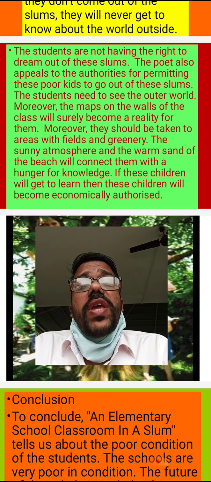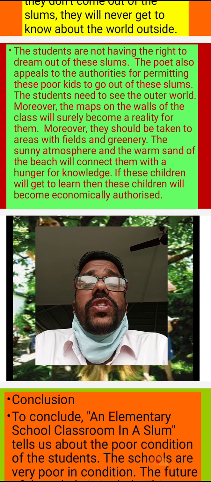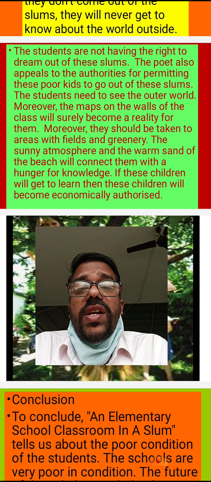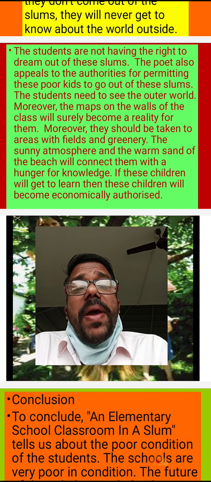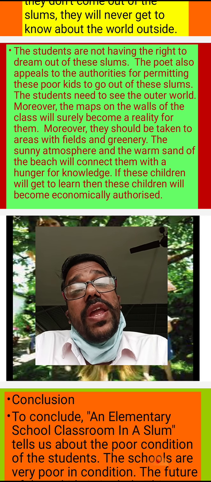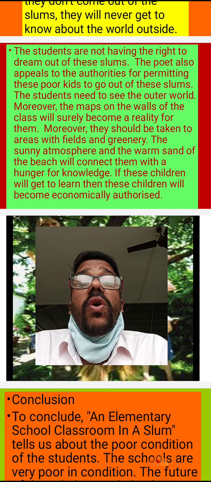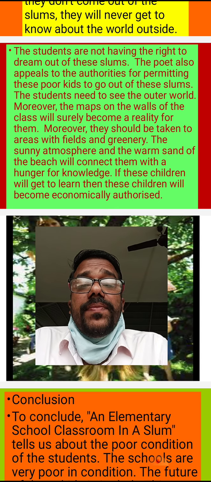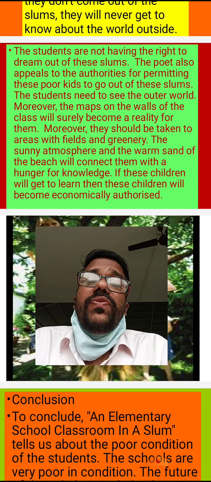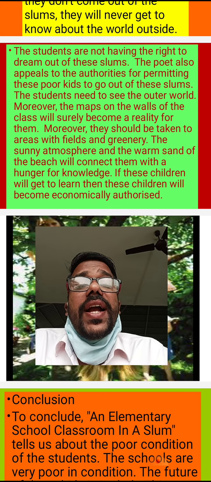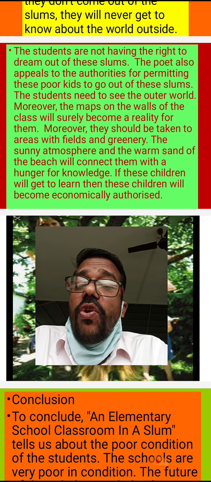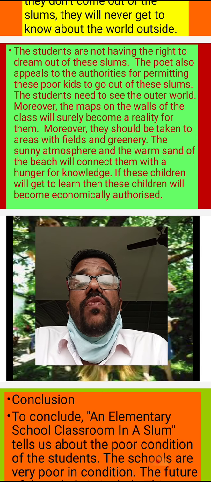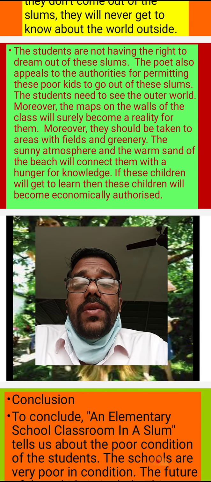The poet also appeals to the authorities to permit these poor kids to go out of these slums. The students need to see the outer world. Moreover, the maps on the walls of the class will surely become a reality for them. They should be taken to areas with fields and greenery. The sunny atmosphere and the warm sand of the beach will connect them with a hunger for knowledge. If these children get to learn, they will become economically empowered.